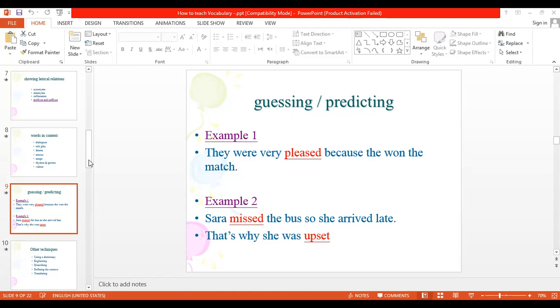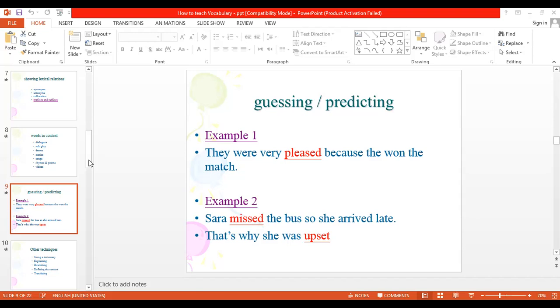Actually, I'd like to make a comment on that nice slide concerning the idea of context. Also here, we can say that one of the helpful strategies to help students consider the context is to look for keywords. Here, the keyword in the first example is the verb won. They know won the match, okay? Then won the match will make them what? Pleased. So the keyword here is won.